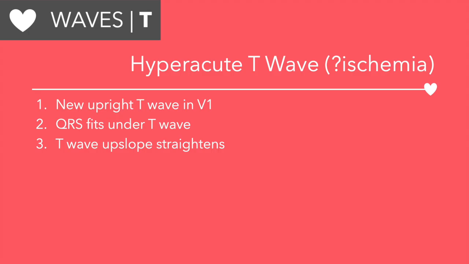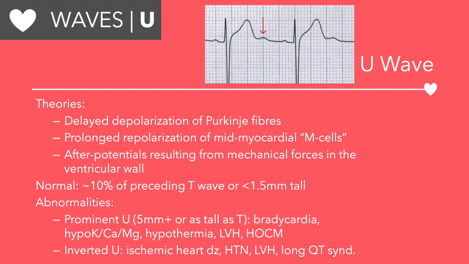The T wave is trying to straighten out. These 3 are signs of potential early ischemia, and they are hyperacute T waves. The U wave. So what causes the U wave? Here are some scientific theories.